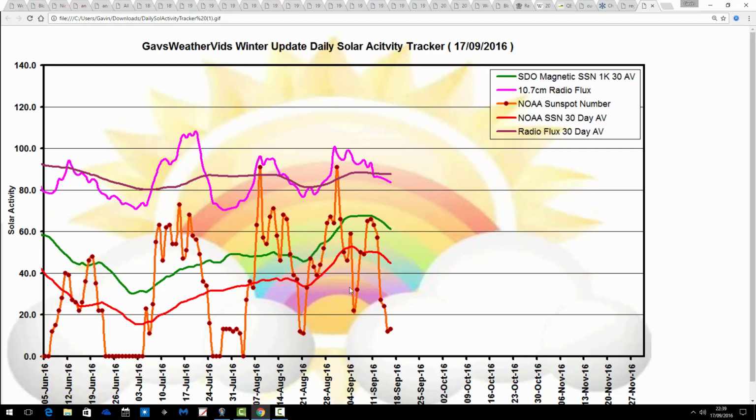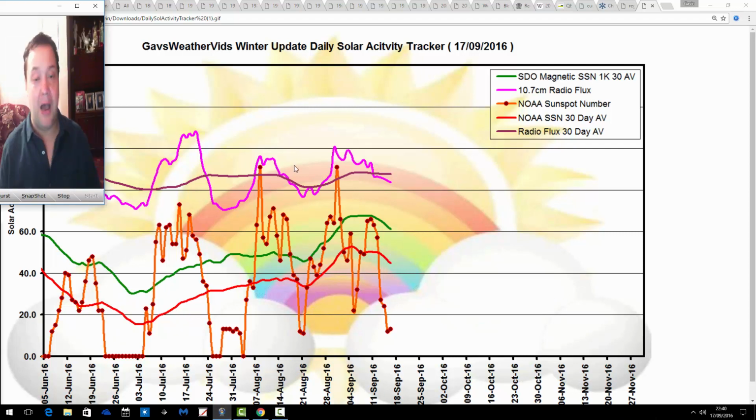We'll monitor this every week right the way through to the end of the updates. It'll be interesting to see whether these lines continue to flatline, or whether they move upwards, or indeed whether they go back to where we were just there.